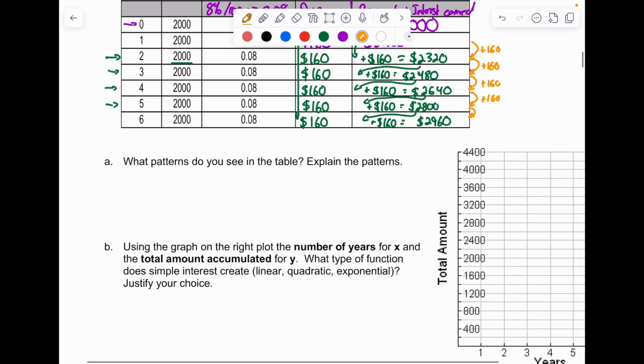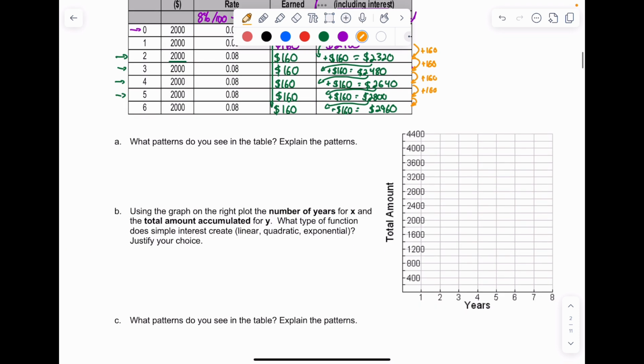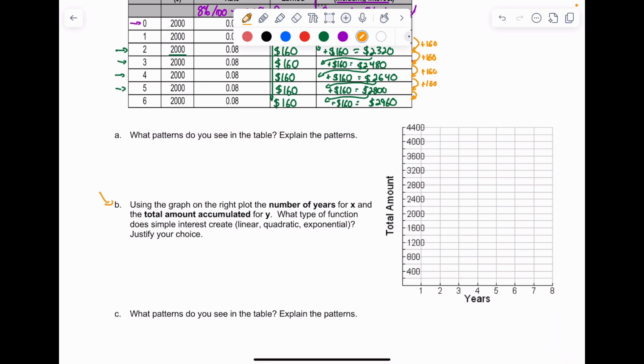So what that means, if you were to graph it, I'm going to answer B really before I answer A. If you were to graph this, you started at year zero with $2,000, every year that went by, you went up plus $160. Another year went by and you went up $160. We literally said after 6 years, we should have 2,960. So after 6, we are now at 2,960, which would probably be right about here, give or take. So this would be our graph.